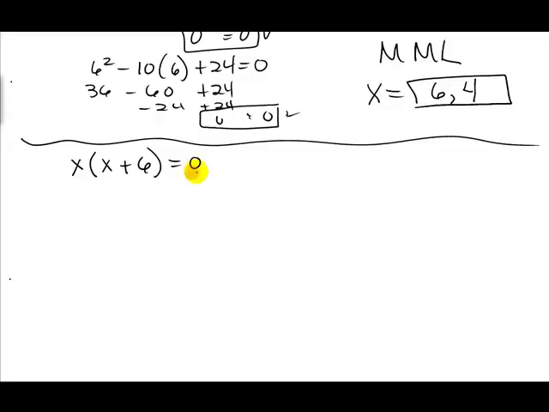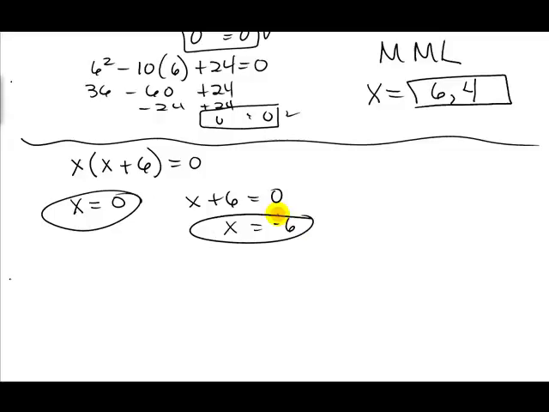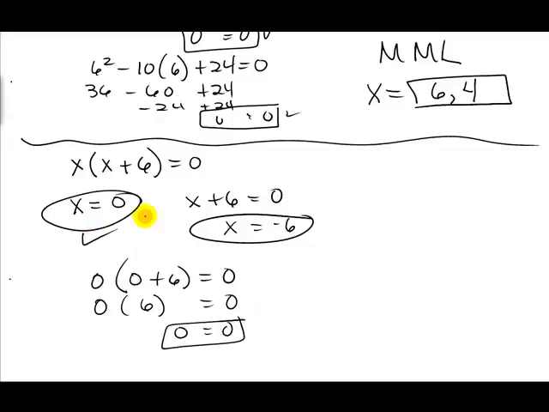This problem is already factored. So just set the factors equal to 0. So there's one of our answers. There's our other. And check. So 0 times 0 plus 6, 0 times 6, that matches, so 0 is correct.